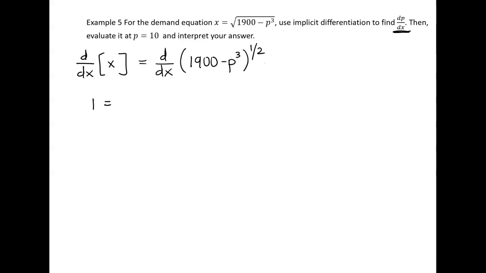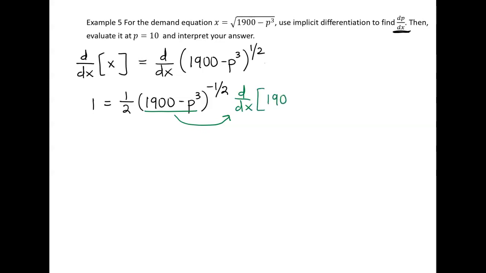On the right side, we're going to bring down the exponent of 1/2. The new exponent of everything that's on the inside of those parentheses will be 1 less, so a negative 1/2. And then chain rule tells us that we need to multiply by the derivative of the inside. And I'm just going to write that like this for now. And then in the next line, we'll actually talk about what that derivative is. So I'll bring down the 1, the 1/2, the 1900 minus p cubed to the negative 1/2.